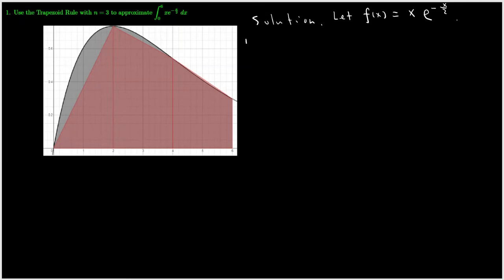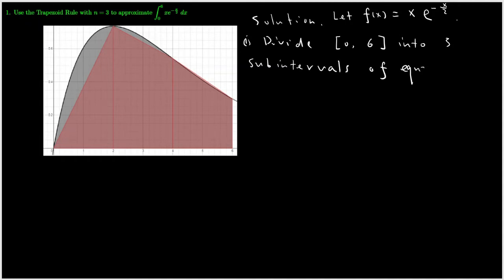2 steps. Now step 1, divide the interval from 0 to 6 into 3 subintervals of equal width. To use the trapezoid rule formula, we need the width of the subintervals. We also need the partition points. We identify the partition points first.